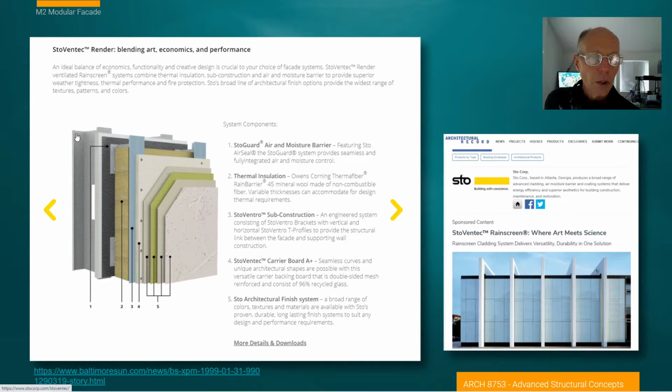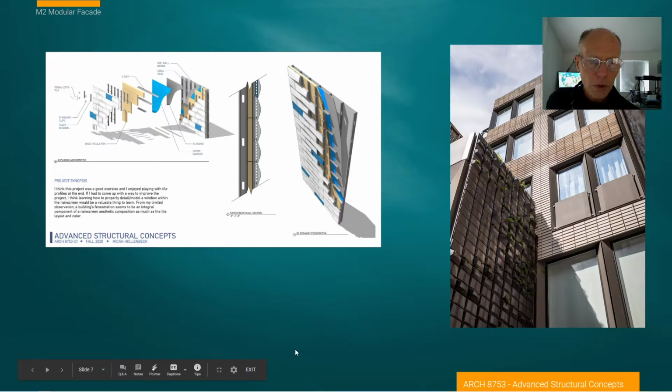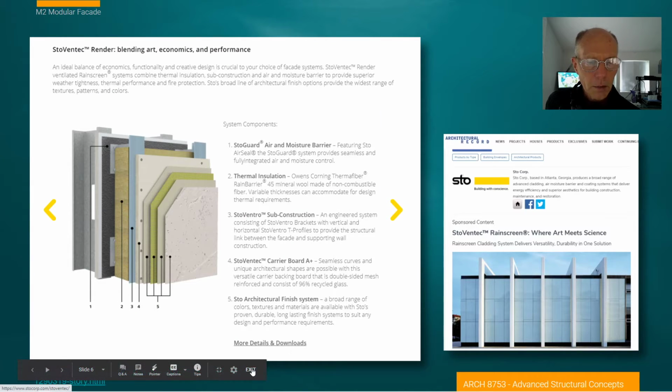And that's because you can see the construction of the wall, then the air and moisture barrier, then the insulation, all on the exterior of the building. So there's a bit of irony about that. I have a link here to an article from 1999 about stucco systems. So you may want to visit that also.